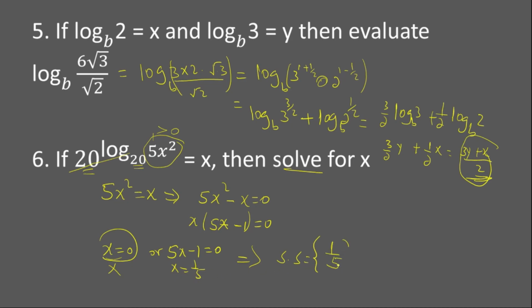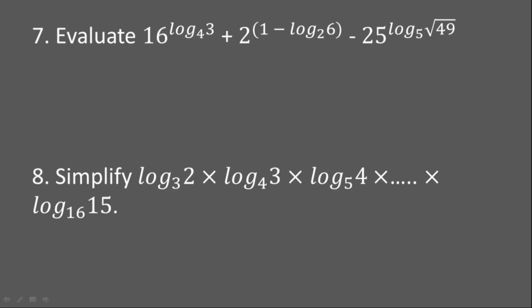The reason why we choose only 1 over 5: don't forget from the previous statement, log a to the base b means b should be greater than 0 and different from 1, as well as a should be a positive real number. So it cannot be 0, and it cannot be a negative number. It must be a positive real number.